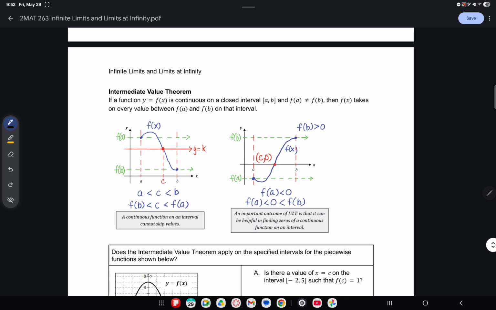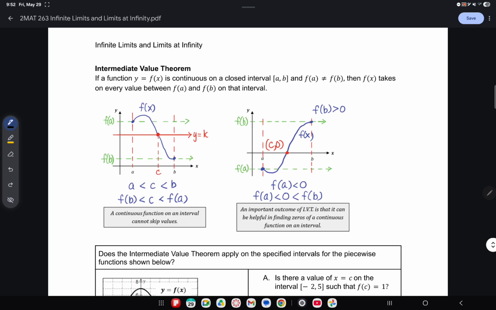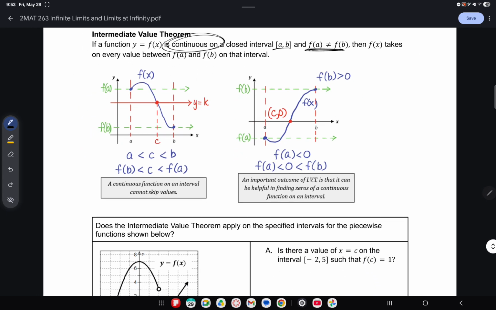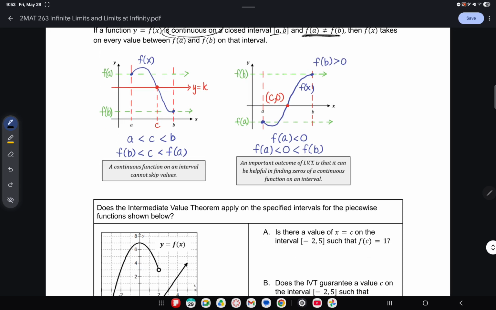So we have something called the intermediate value theorem. This is just a visual here. If a function is continuous on a closed interval and the endpoints are not the same, then because it's continuous, the function is going to take on every single value in between the endpoints. That's all that is saying. And there's just a visual.